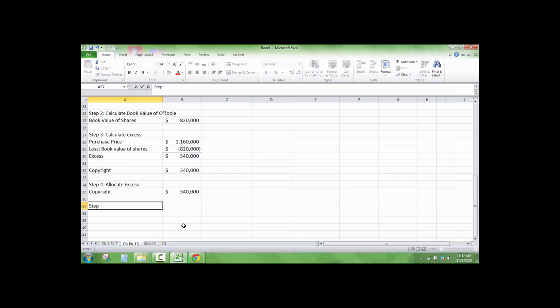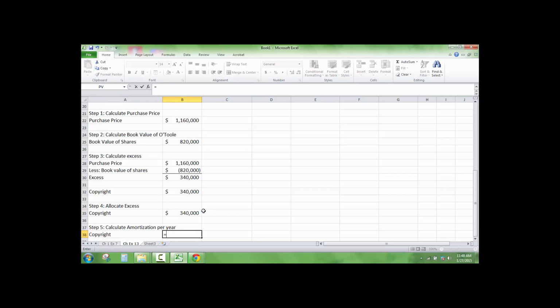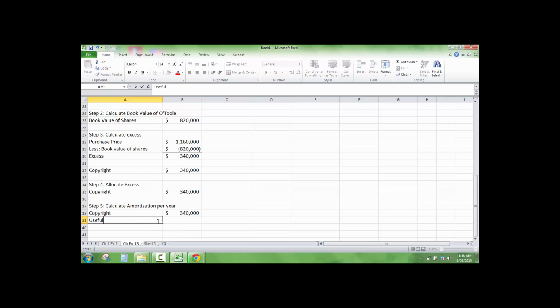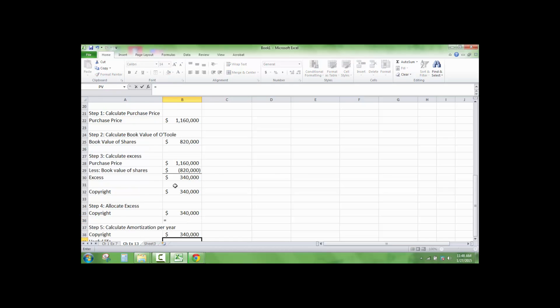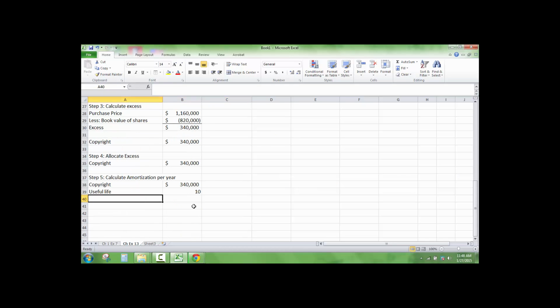Step 5 is to calculate amortization per year, and it's excess divided by useful life. So the amortization per year is 34,000.